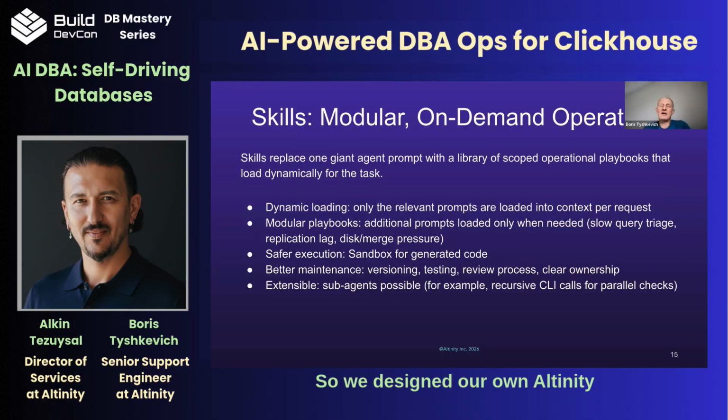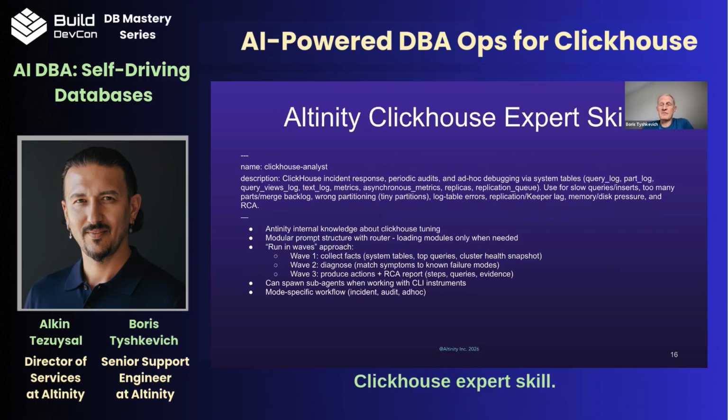So we designed our own Altinity ClickHouse expert skill. And here is the typical start of the skill. We provide the name and some description. That description is used by vector search to find the proper skill. You could have dozens or maybe hundreds of skills, and they are just stored on your disk. They don't consume your context window, and only the needed skill is loaded.